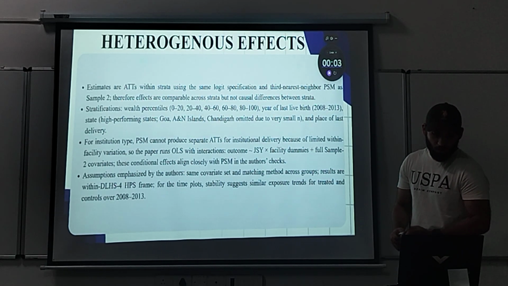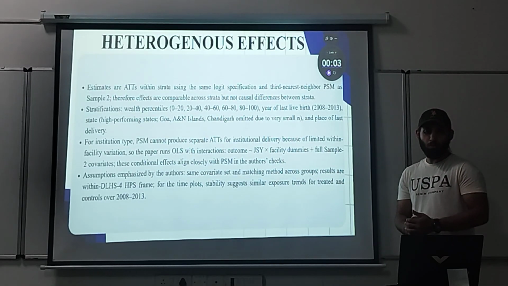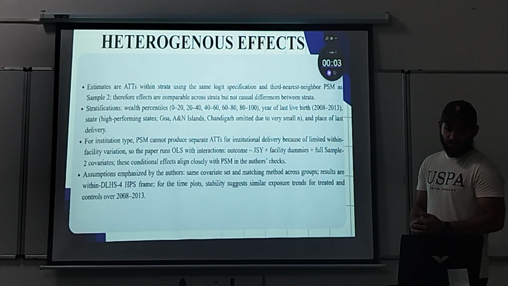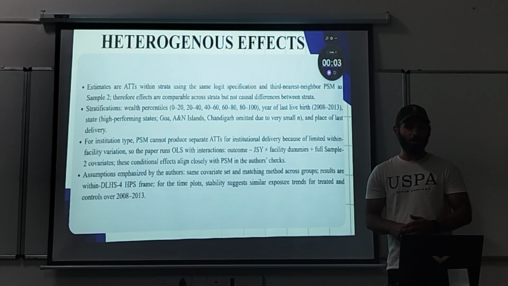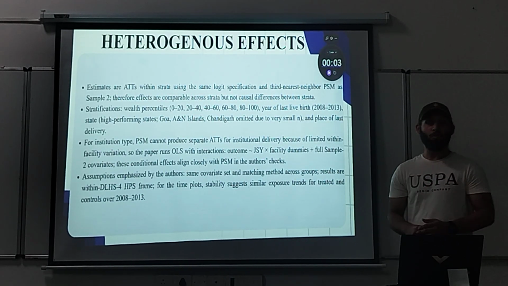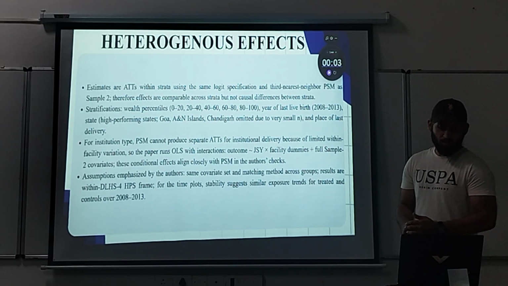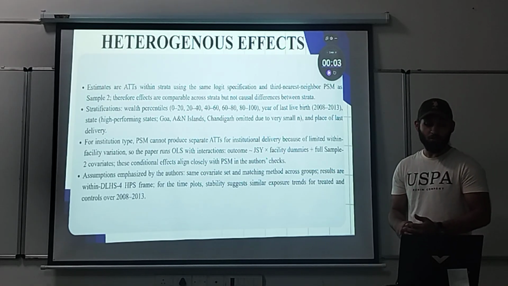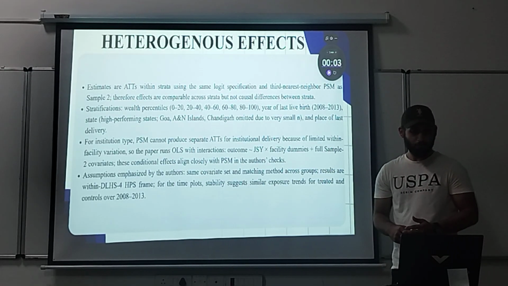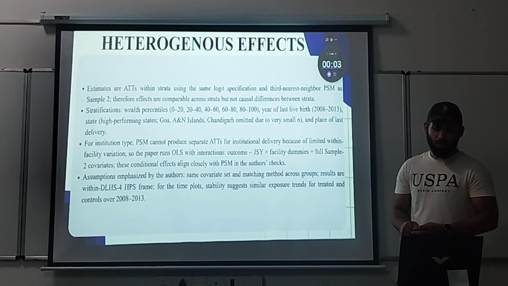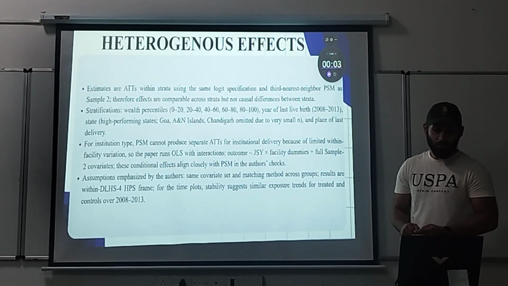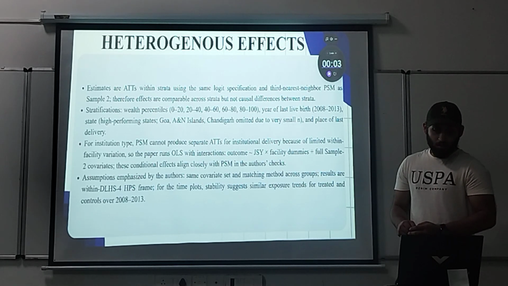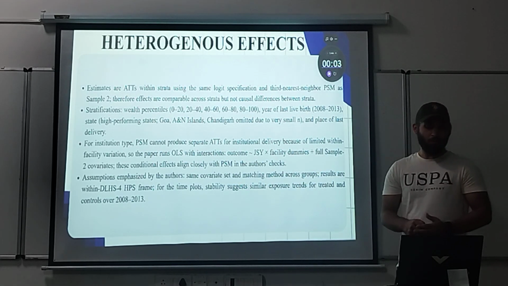So now, in order to get an idea about the heterogeneous effects across different states, within specific strata, using the same specification and third-year standard, propensity score matching is used in sample 2. Therefore, while the effects are comparable across strata, they do not capture causal differences between those strata. The stratification for the analysis includes wealth percentiles, the year of the last live birth, state, and the place of last delivery.